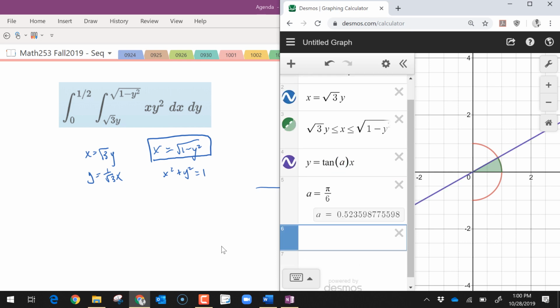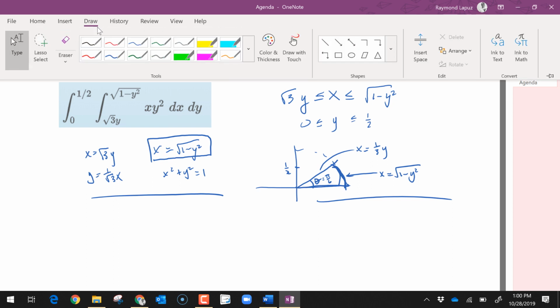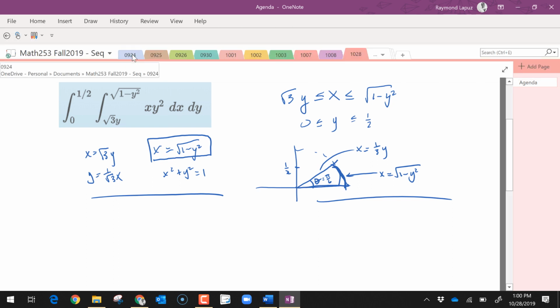All right, so we have our idea that our region can be given by this little segment. And so if we write this in polar coordinates, what does your r go from? R goes from where to where? 0 to 1. What are the angles? Angle is going to go from where to where? 0 to pi over 6. So that's it.